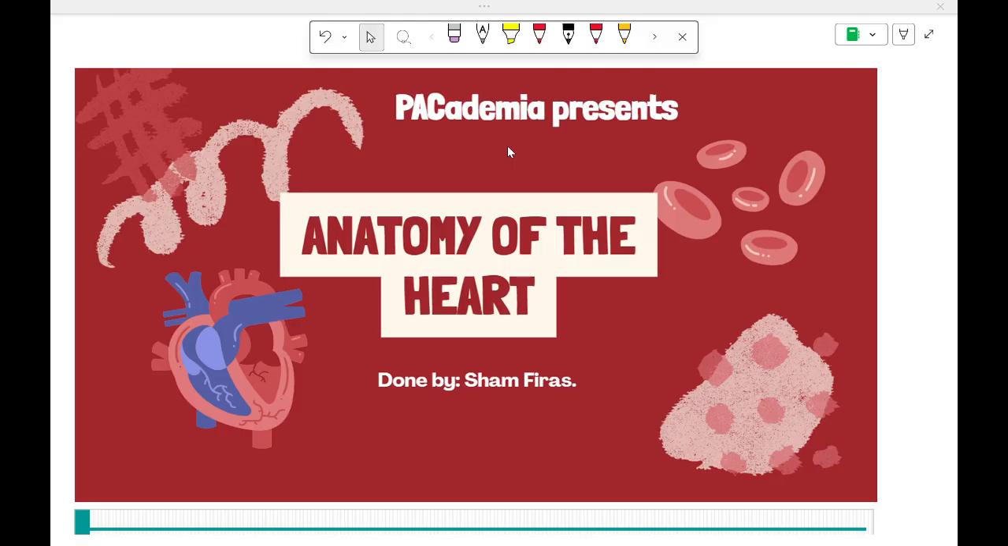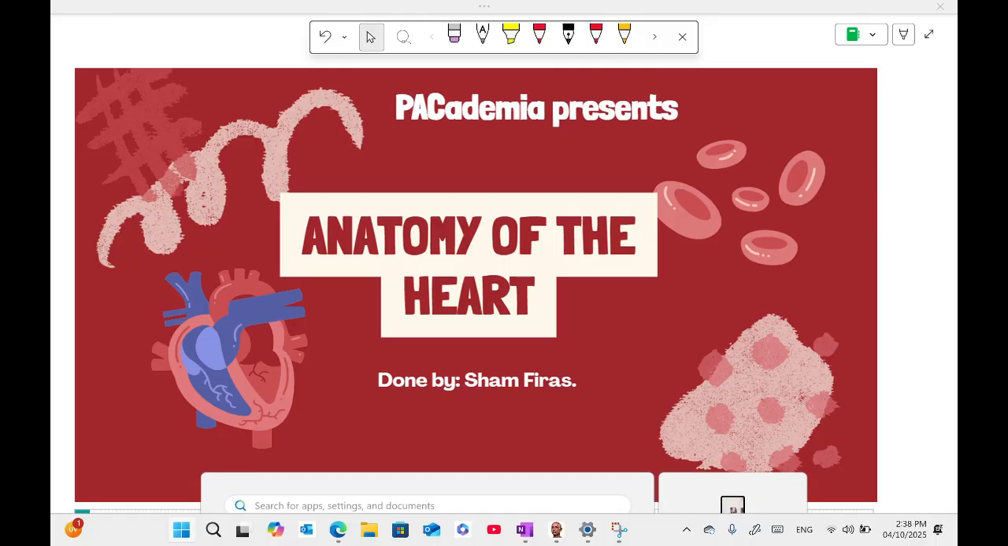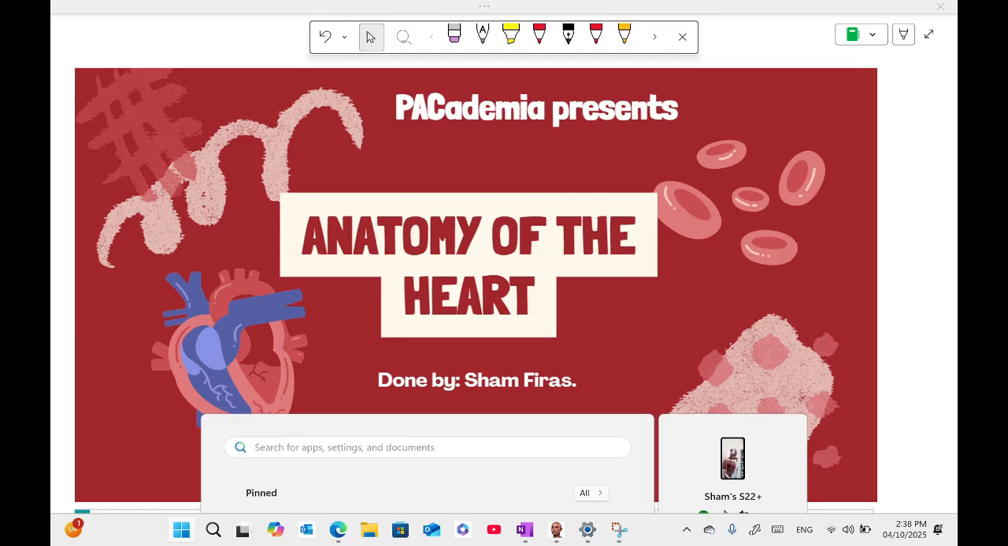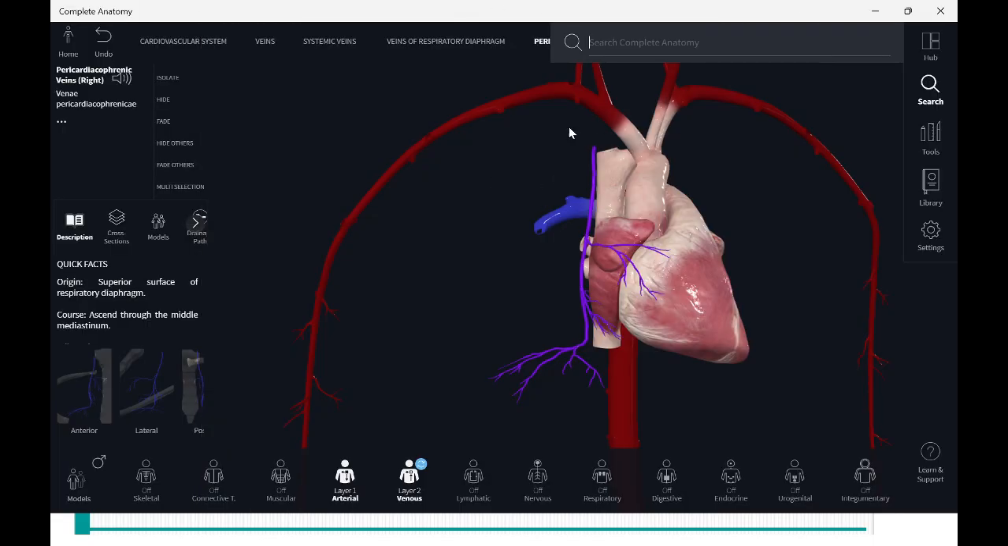Today, inshallah, I will be going over the anatomy of the heart, some of its external features, and also some of the internal features. First of all, I'd really like to start with the Complete Anatomy app, since for the external features, it's useful to use such an app.